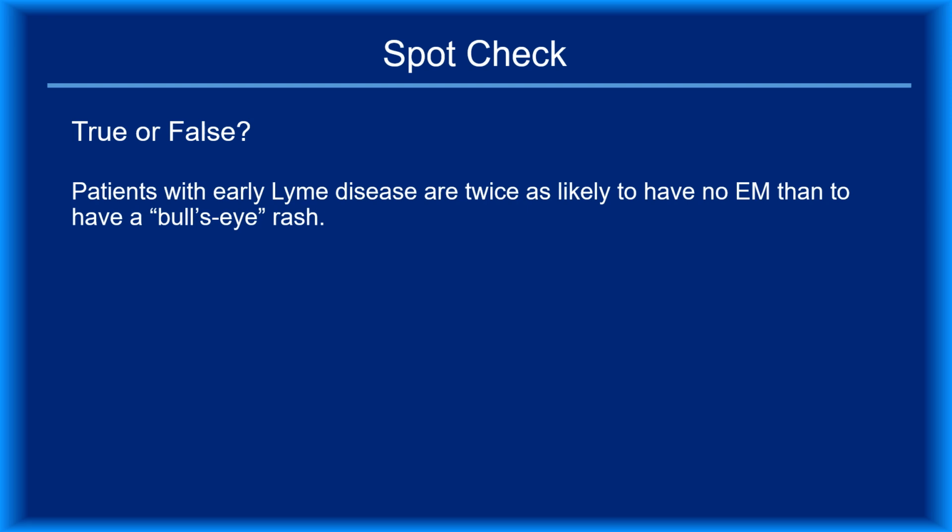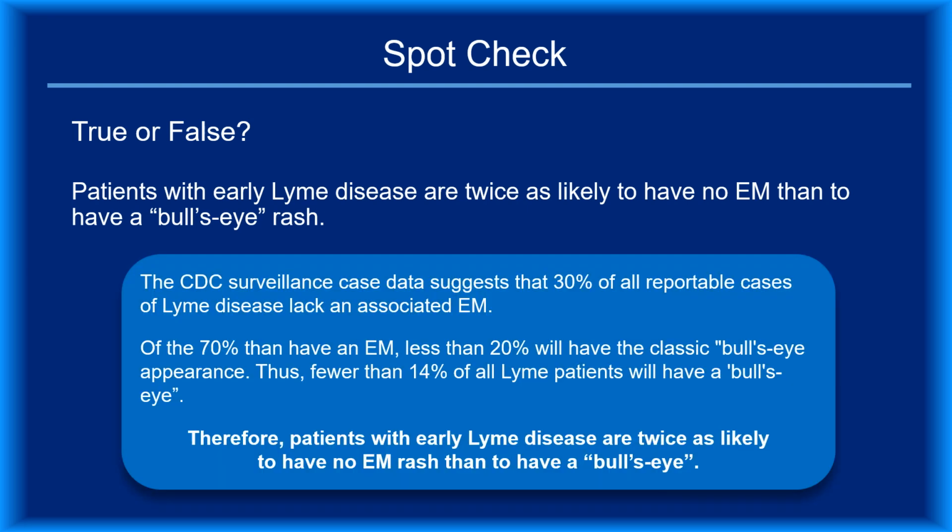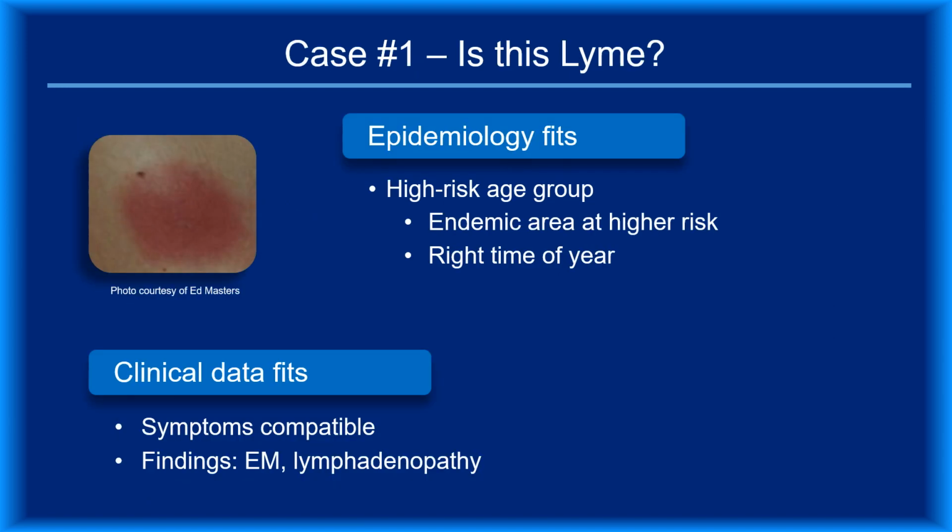What do you think? Are patients with early Lyme disease twice as likely to have no EM than to have a bullseye? Pause the program to consider the facts we just covered. What do you think? Does your 7-year-old patient have Lyme disease? Given her multiple risk factors and her positive clinical findings, the answer is yes.